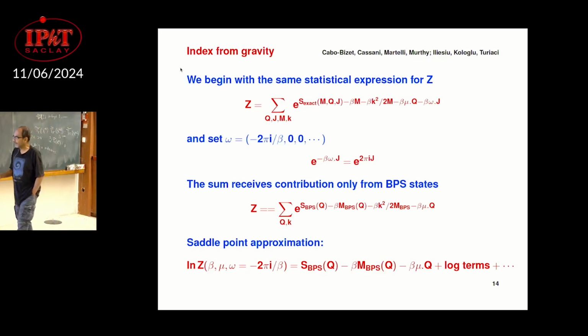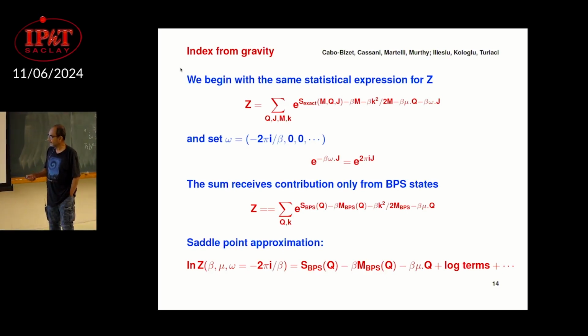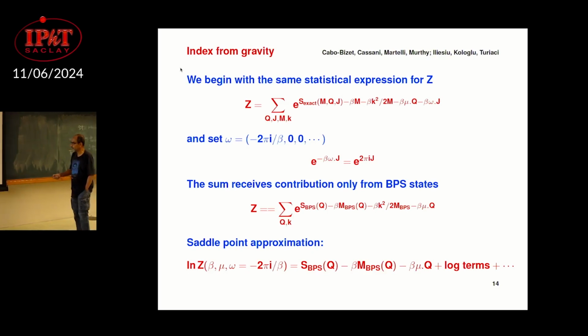We can now do a saddle point approximation of this sum. We will get log Z as S BPS Q minus beta M BPS Q minus beta mu dot Q, plus log terms. The k is summed over anyway, so once you do the sum over k, the saddle point of k is at k equal to 0, and it will provide that square root of M BPS over beta factor, which will contribute to the log terms.